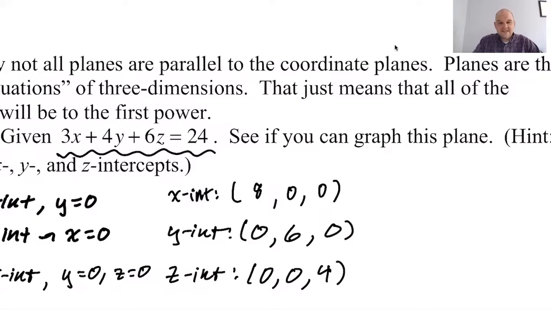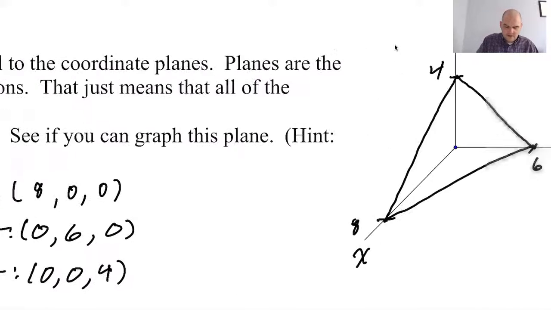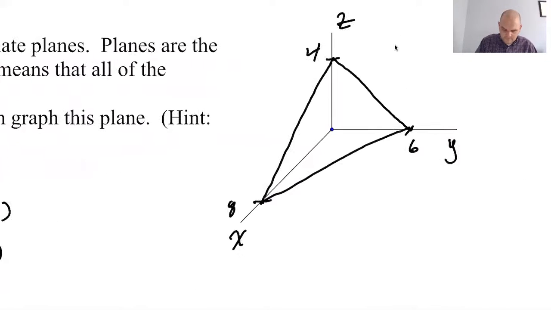Also sort of interesting, if you just let z equal 0, this equation will become 3x plus 4y equals 24. So if we go back over here, this line is 3x plus 4y equals 24. Okay, so that's in the xy plane.